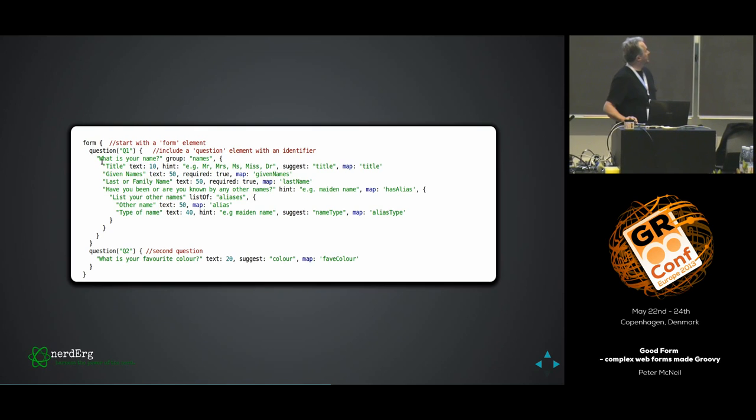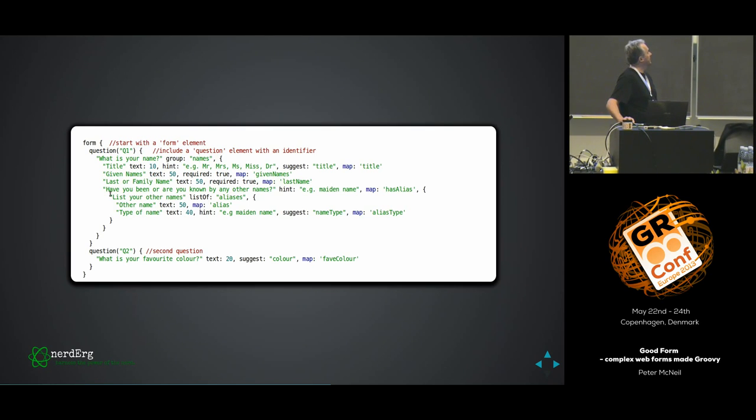And then we basically have a set of questions in here. So this is the first question, what is your name? And we assign that to a group called names, and that's a group of form elements which are in there, or sub-questions if you like. And in there we've got title, text is 10, and that's the length of the text, 10. We also provide a hint, and we here say there might be a suggestion, and we map it to a thing called title. We've got given names, last name, so they're all text. You can see here these have been marked as being required.